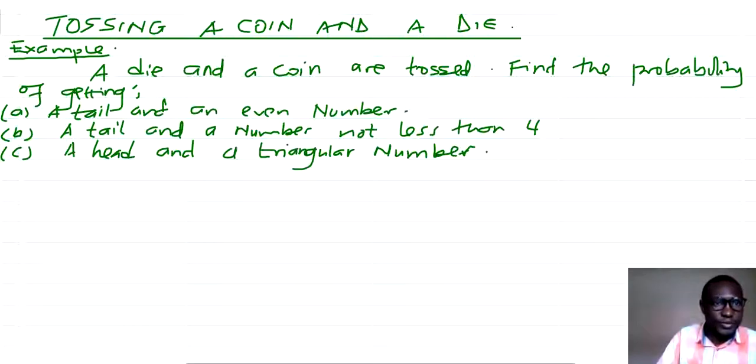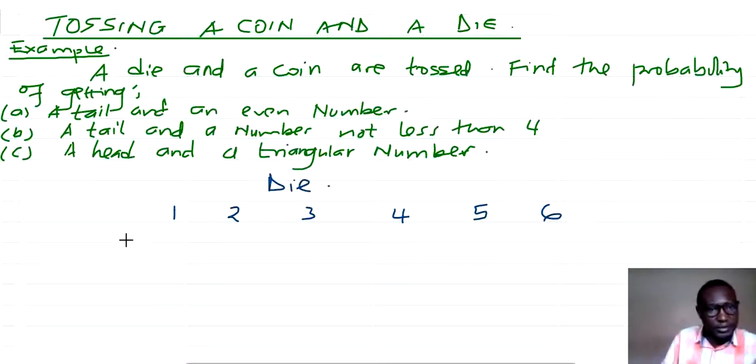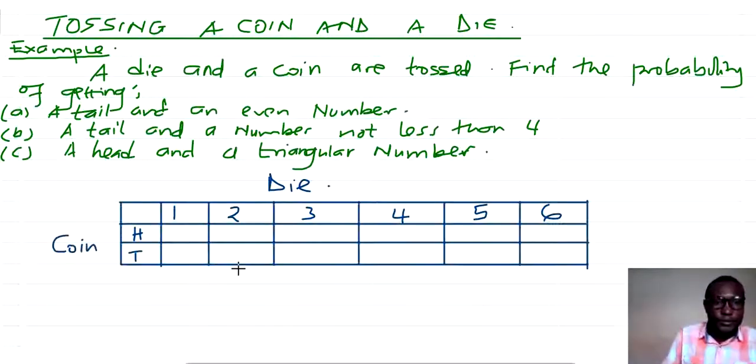So in our solution, first of all, we have to draw the table of possible outcomes before we start answering these questions. We have a die which has faces numbered from 1 to 6. So this here is our die. Now we have a coin. A coin has either the head or the tail. It has two sides. So this is the coin and this here is the die.